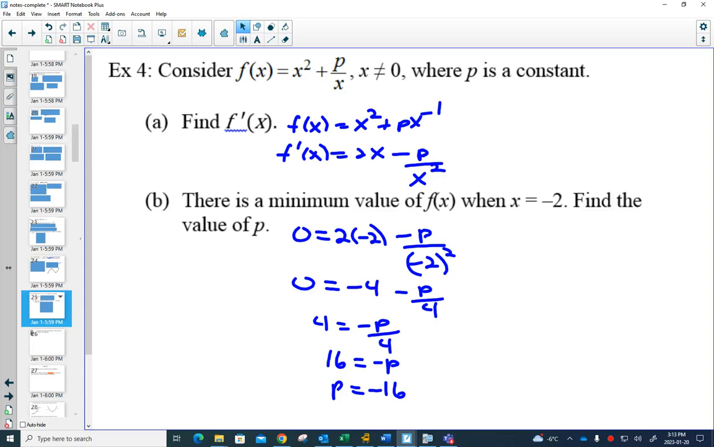Sometimes this question could come up a little bit more difficult by just saying there's a stationary point when x equals -2. Find the value of p and classify that stationary point. Is it a maximum, or is it a minimum, or is it a stationary point of inflection? Then you would have to work further and draw your number line once you found the value of p to figure out if it changes from increasing to decreasing or vice versa.